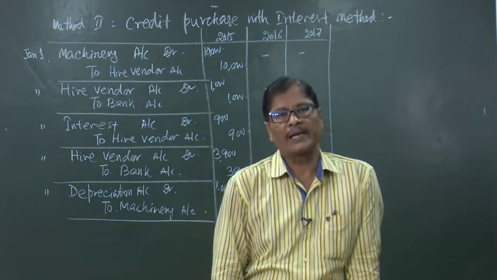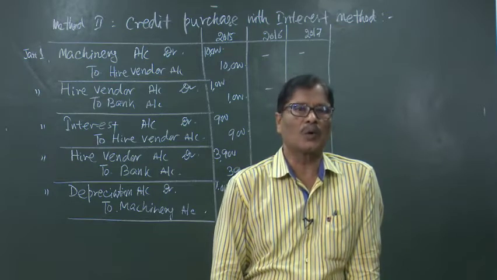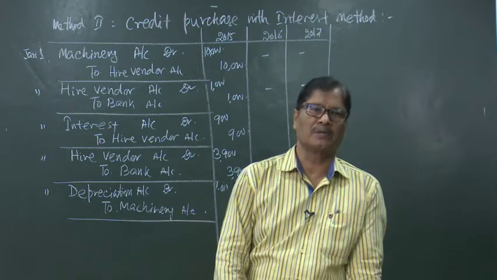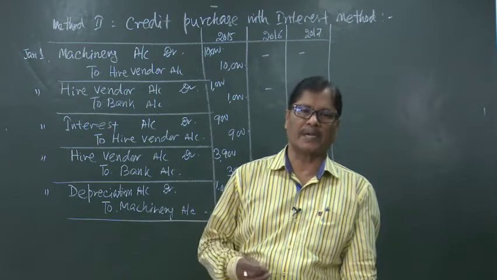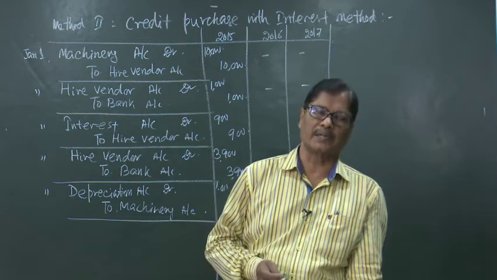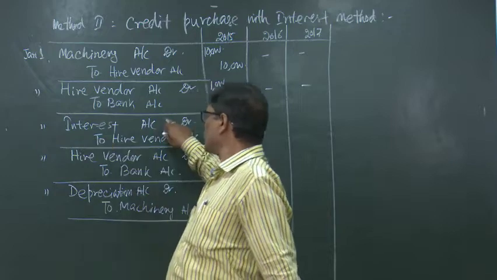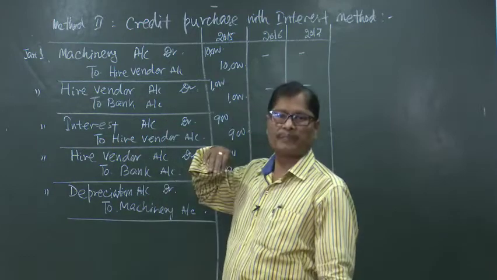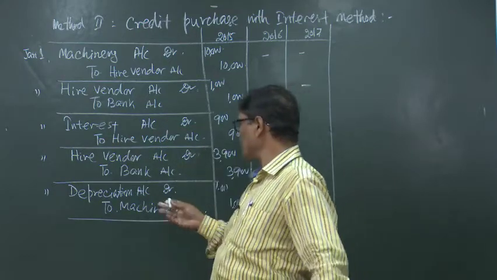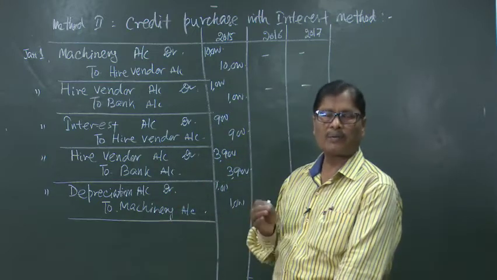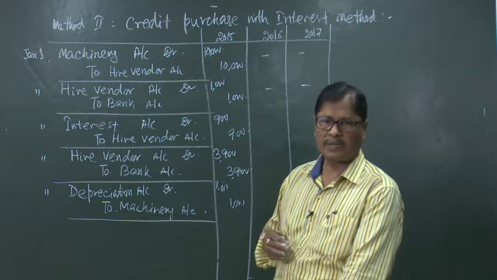Then only one entry is remaining. What is that entry? That is the closing entry. In order to close all the nominal accounts, that is interest and depreciation account, we will have to pass that last entry. What is that entry? See, the interest account was debited, so to close it, it will be credited. Similarly, depreciation account is debited, so to close it, it will be credited. What will be debited? Profit and loss account will be debited.